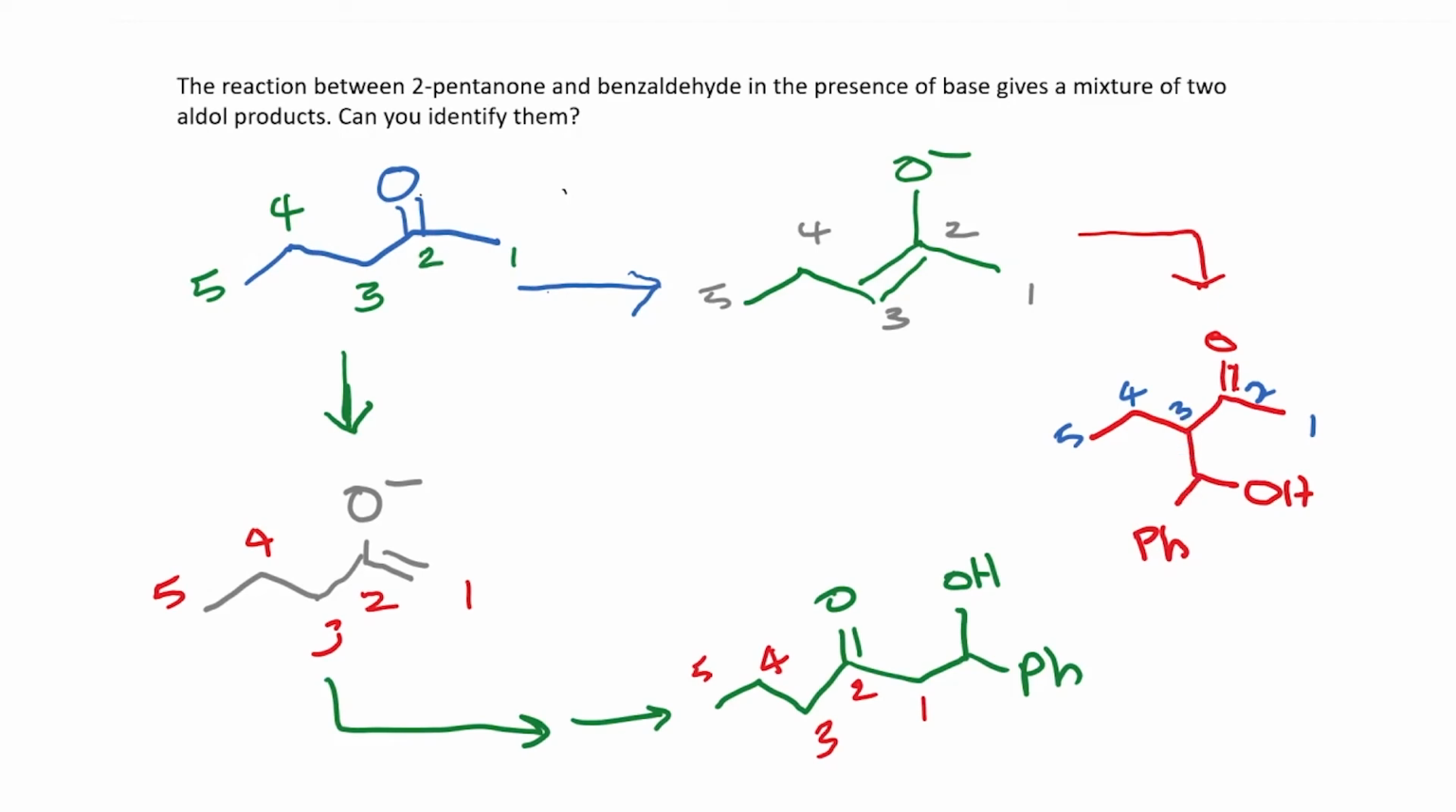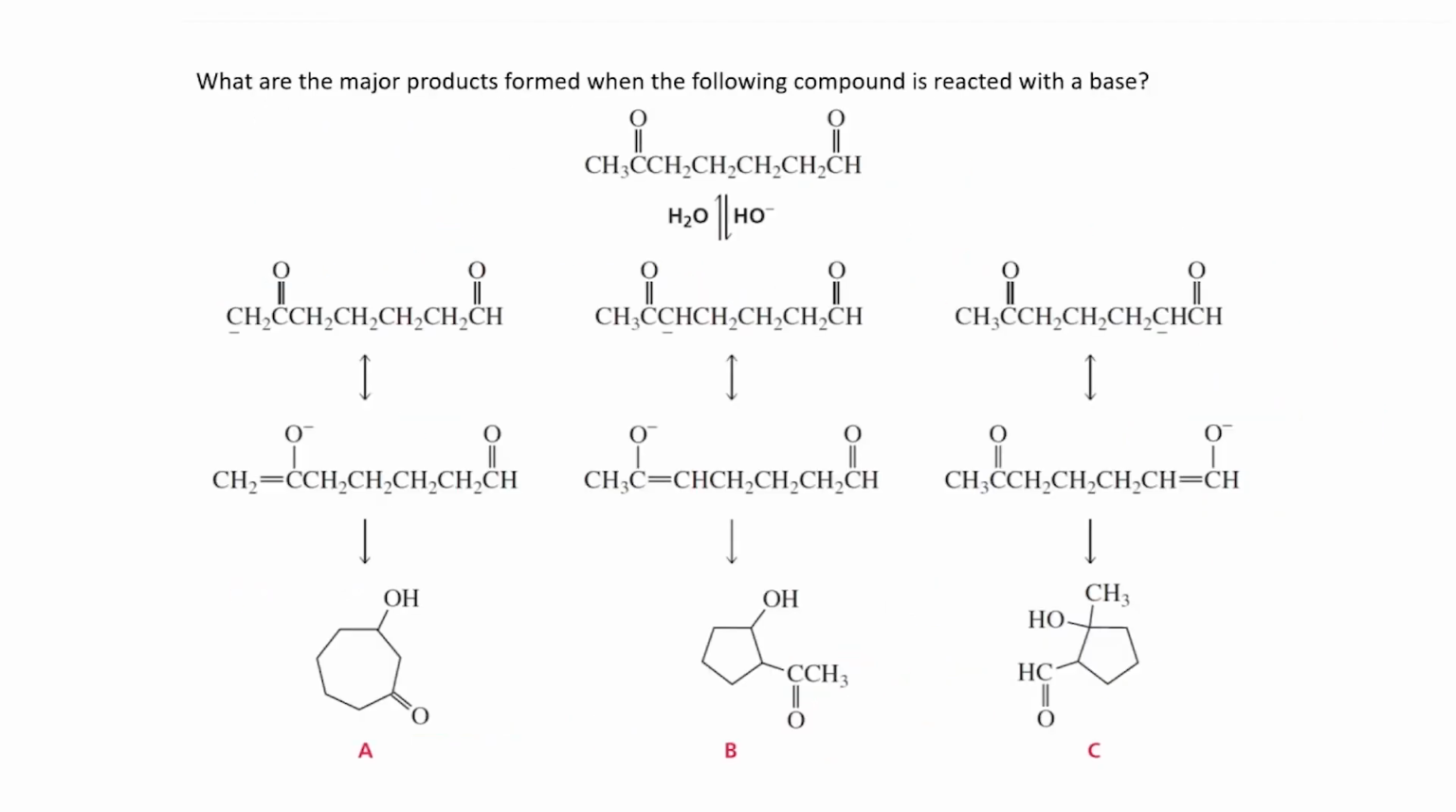The other possibility is that you generate the enolate as shown here, and this enolate can react and give you this product. So this is the mixture of the two aldol products that are potentially produced during the reaction of 2-pentanone and benzaldehyde. And I might add here that the difference in stability between these two products is not that large, and therefore it's not unreasonable to propose that it's a mixture of these two products. Now to the next question.